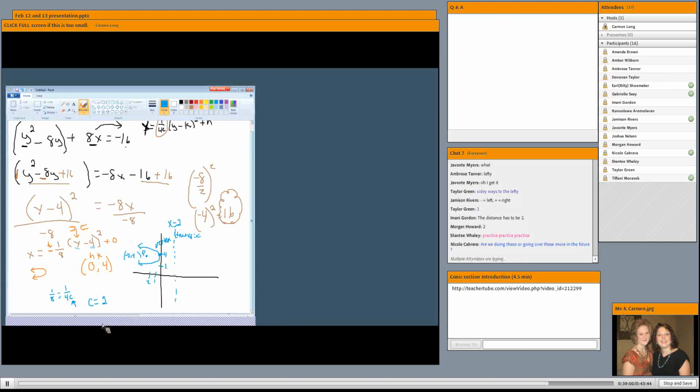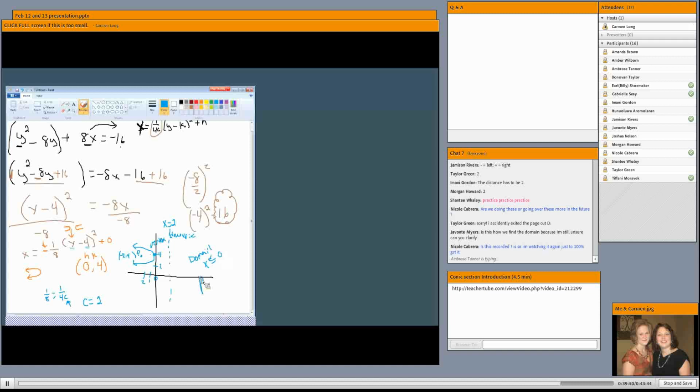Oh, the domain. Sure, we need to talk about that. Yes, it's recorded and I will definitely post it. Yes, let's talk about the domain. I'm so glad you brought that up. Think about the domain or the x values. Once you get a graph, the domain is easy. What's the smallest x value for our picture? Is right here at 0, right? So our domain, our x, is less than or equal to 0.